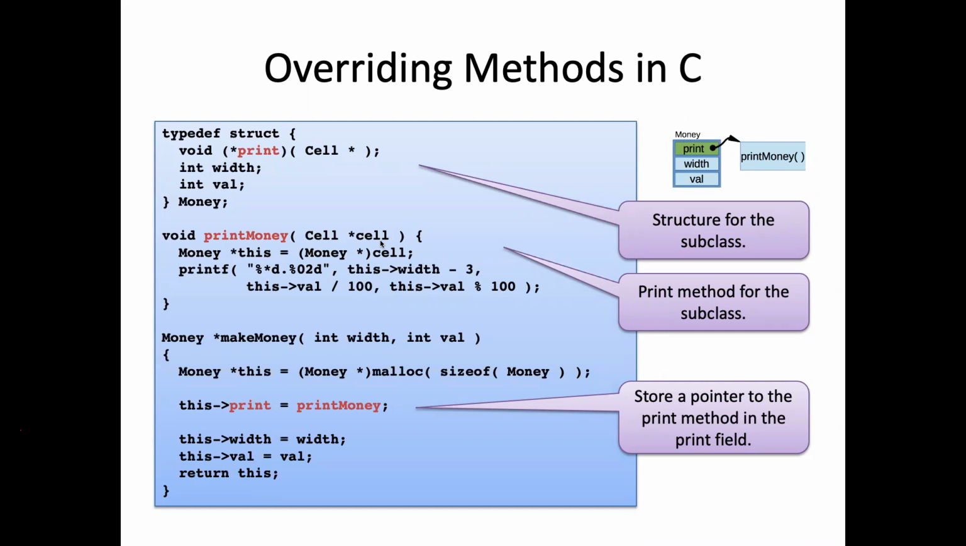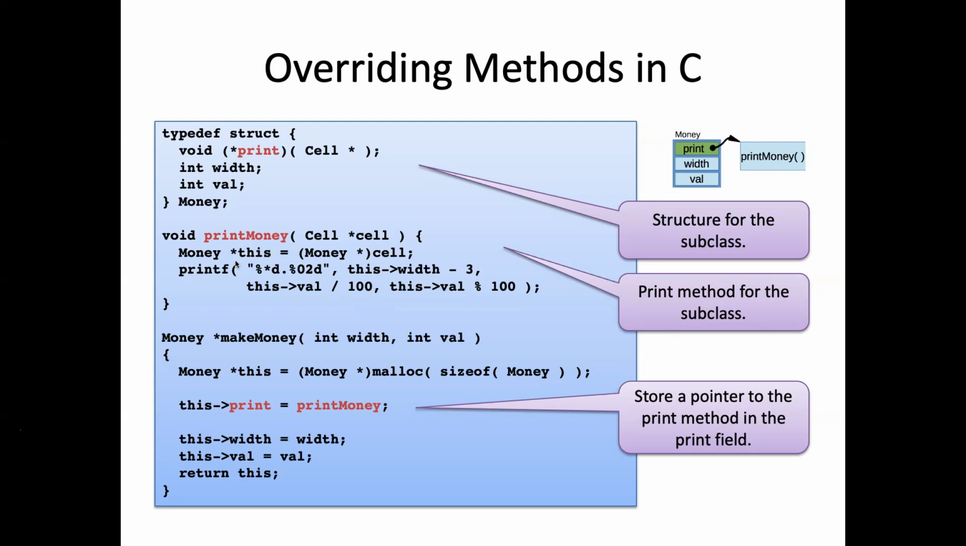It had to be the superclass because we defined the print function back when we were defining the superclass. Cell doesn't know anything about all the different subclasses we might make for it. So this function expects a pointer to a cell. But since this function's only going to be called for money objects, we know that that's secretly a pointer to the subclass, to money. So we cast it. We take cell, we say, well, pretend that's really a pointer to money, and call it this.